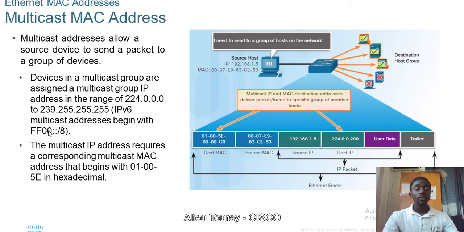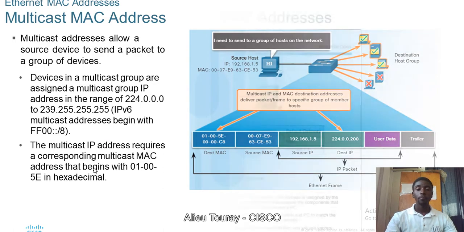Whether it's an IP version 6 multicast address or it's a multicast address for MAC addresses to communicate in a group. So the multicast IP address that is required has corresponding multicast MAC addresses that begin with 01005E in hexadecimal. So it's very, very important that you remember the multicast IP address that requires a corresponding multicast MAC address. So this address 01005E, you may be asked in your exam to remember that.